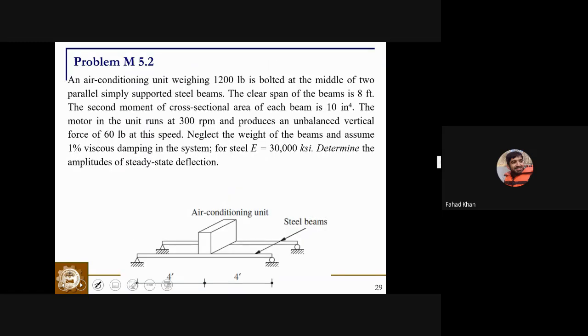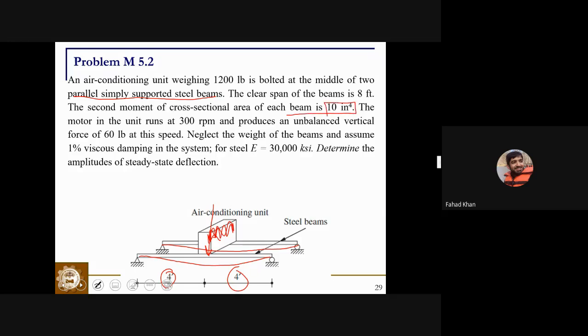So with that, we will come to our problem number 5.2, an air conditioning unit weighing 1200 pounds. This system weighs about 1200 pounds, and it is placed at the middle of two parallel simply supported steel beams. These beams will deform like this because of the weight of the air conditioning unit. The clear span of the beam is 8 feet, so 4 feet and 4 feet, and this air conditioning unit is right in the middle of these two beams. The second moment of cross-sectional area of each beam is 10 inch to the power 4.